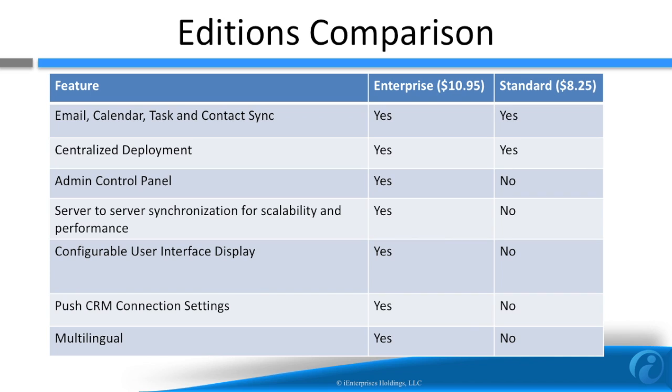There's two versions of the Notes Connector. The standard version, for just over $8 per user per month, supports a standard configuration for email, calendar, and contact sync, while the enterprise version costs $10.95 per user per month and allows for centralized administration, custom fields and objects, as well as multilingual and configurable user interfaces.